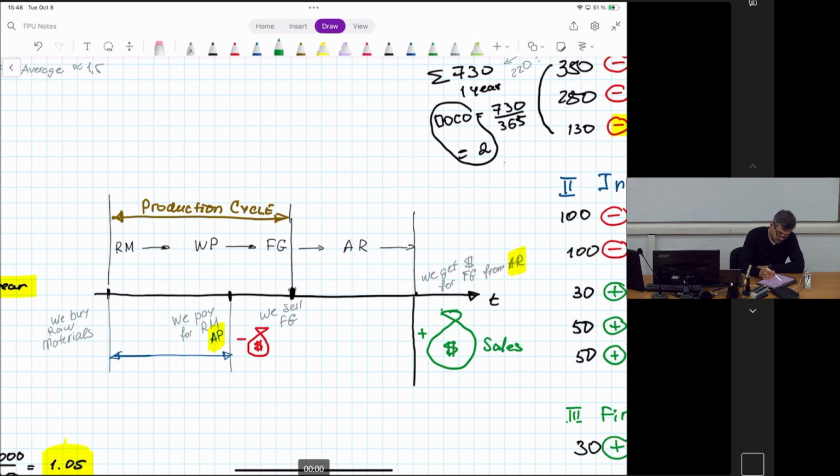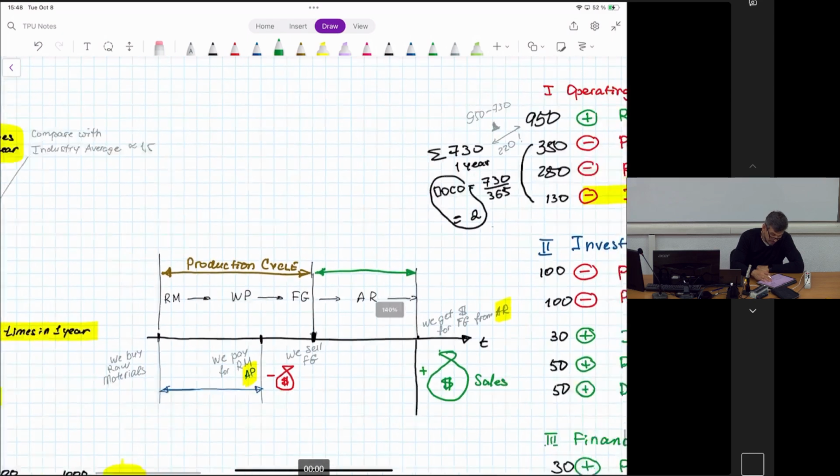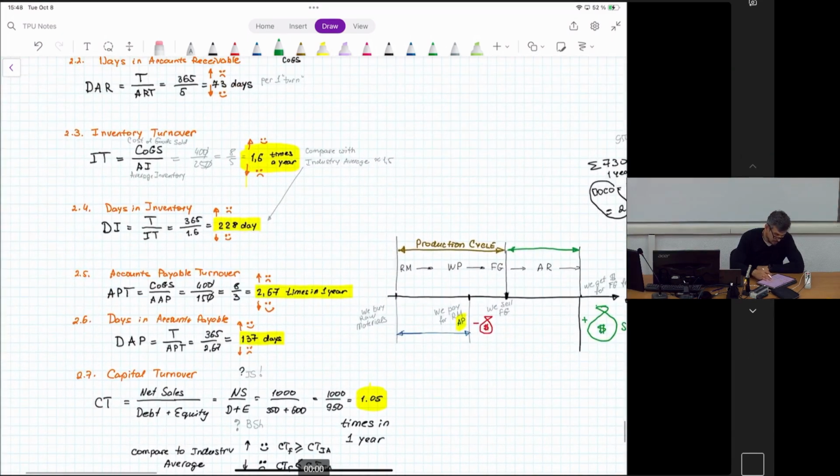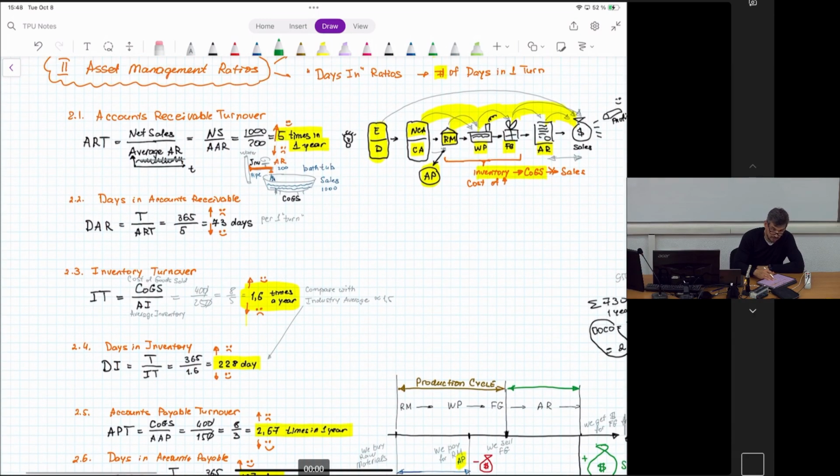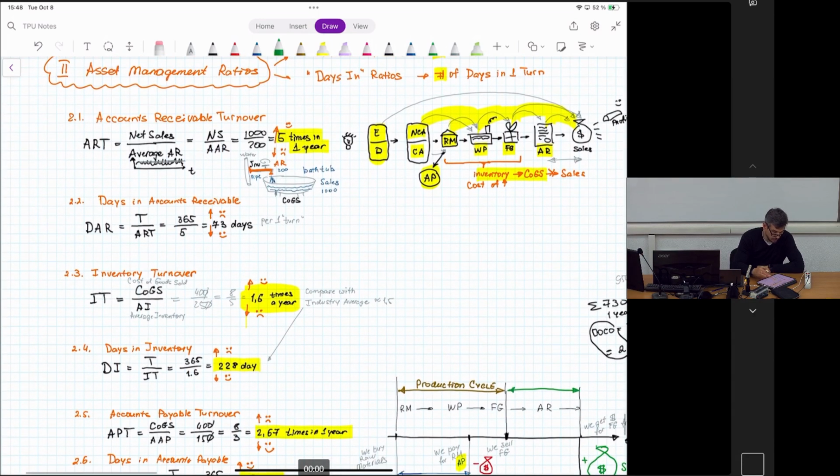Now, there is another period of time which we need to understand. It's this period of time. This is the circulation of accounts receivable. Pretty much on average, how much we wait before our accounts receivable will be covered. And now the interesting part is that out of the ratios that we have calculated, we already calculated that period of time. Where is it? Which one? 2.1, 2.2, 2.3, 2.4, 2.5, 2.6.